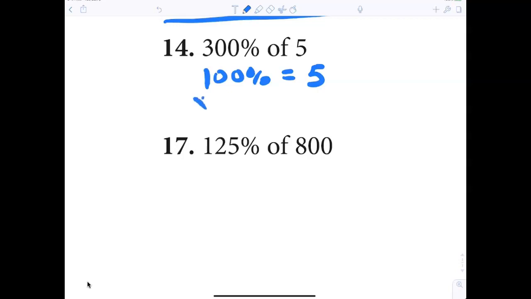What do I multiply 100 by to get 300%? 3. So what's the answer? You have to multiply this by 3. 15. Sienna, come on, girl. You have to speak up now. I'm on question 14. Did you do this one correct? You understand what I'm saying? Anybody have any question on 300%?